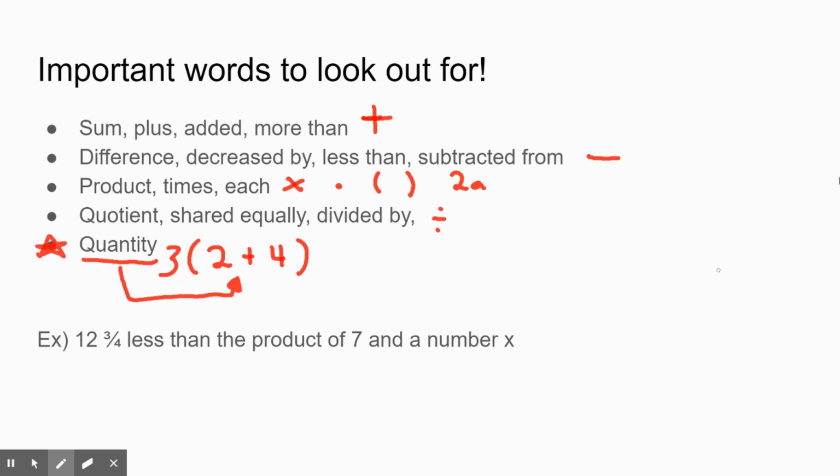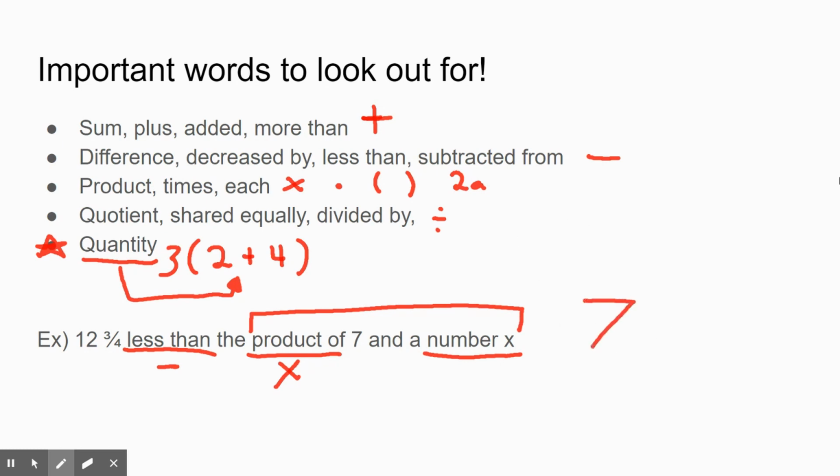So let's look at an example. In this word sentence, we have 12 and 3/4 less than the product of 7 and a number x. So first off, we know what our variable is going to be. It's going to be x. We also know that we have a product, which means we're going to be doing some multiplication. And we have less than, so we know we're going to have some subtraction. So we should really start with the product of 7 and a number x. So we're going to have 7 times x. Now you'll notice that, like I said up here, we're just going to write it as 7x. It's still multiplication. This is still 7 times x.